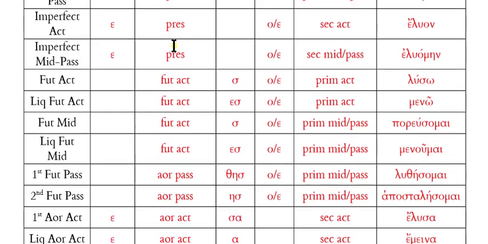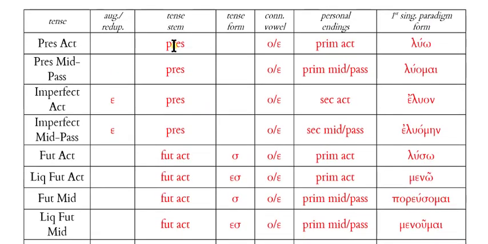The idea here is that if you learn, for example, for the present active tense, that it only uses the present stem, there's a place here for augments and reduplication. The present active indicative doesn't use one, so that'll be blank. The tense stem that it uses will be the present. This is true for all present active indicative verbs. They always use a present stem. There's no tense formative. We'll learn about those when we get to the future and the aorist tenses. It uses the connecting vowels, omicron or epsilon.